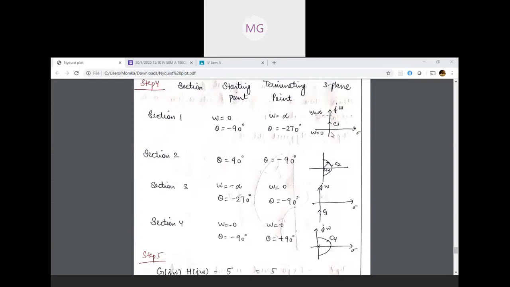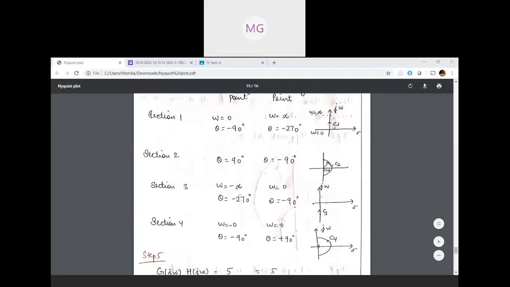From omega equals 0 to omega equals infinity, first you find the magnitude. I have not written it here. You find the magnitude and then accordingly you plot it. You will get this section. Try solving this question, okay?